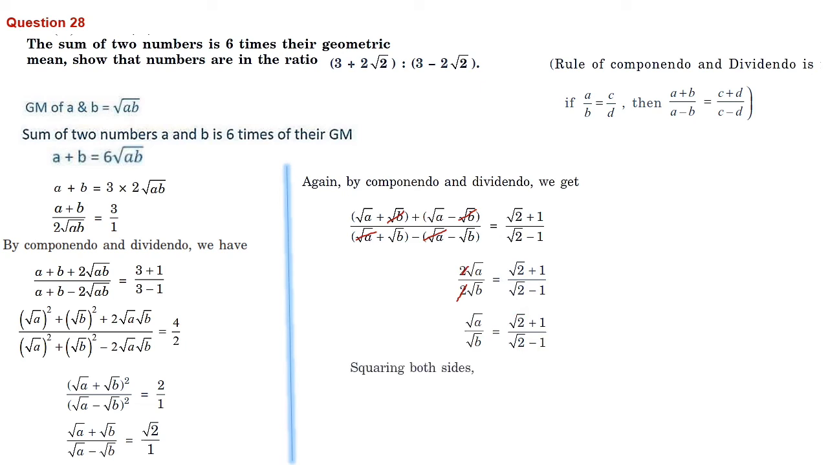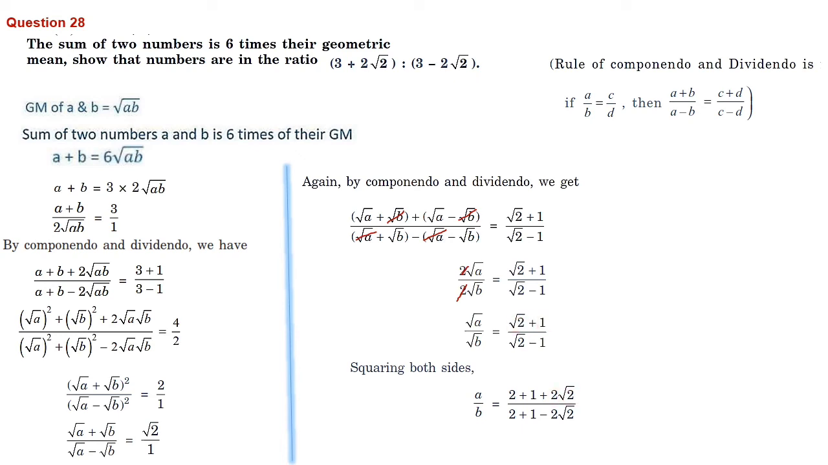Again we can go for taking the square, because we need a by b only, the ratio, so that the numbers are in the ratio. Our numbers are a and b, so we have to take the square. That means a by b is equal to, the square root is gone, root 2 plus 1 the whole square, which is like a plus b the whole square. What is a plus b the whole square? a square, that is root 2 square, which is 2, plus b square is 1 square, which is 1, plus 2ab, that means 2 into 1 into root 2, that is 2 root 2.